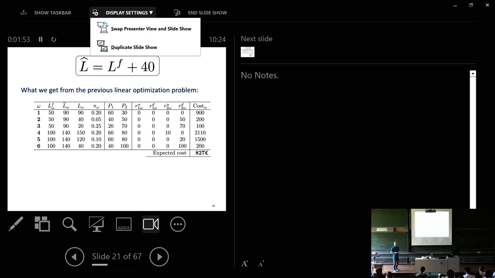This is a typical issue in optimization and uncertainty, and it's called that I'm anticipating the future. The previous optimization problem is anticipating the future. Okay? It doesn't work.